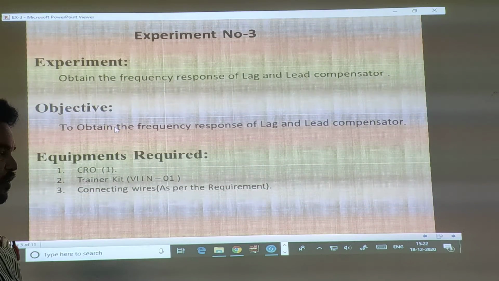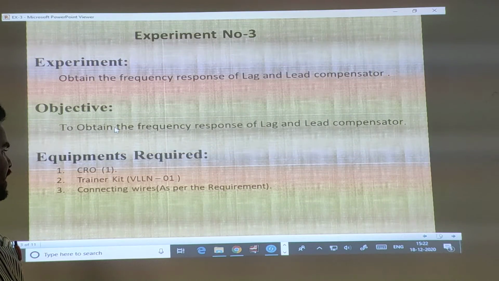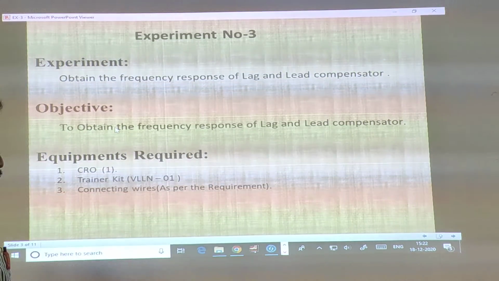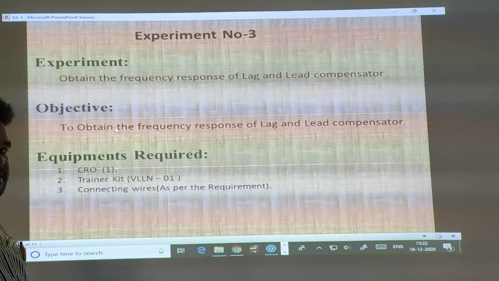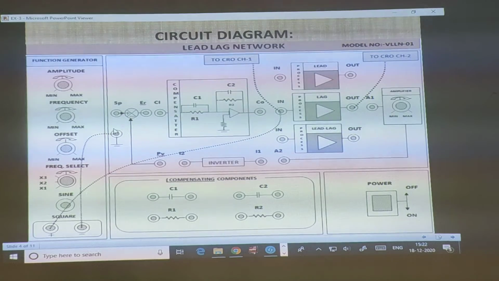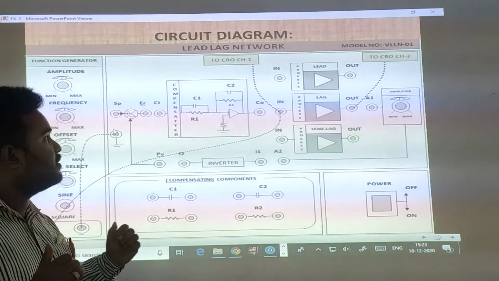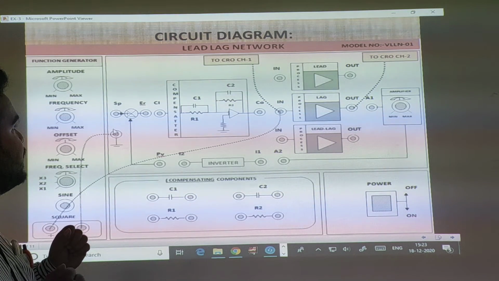In this experiment, one servo is required, a trainer grid VLLN1 is required, then connecting wires as per the requirement. Then this is the circuit diagram, this is the kit of your lead lag network.